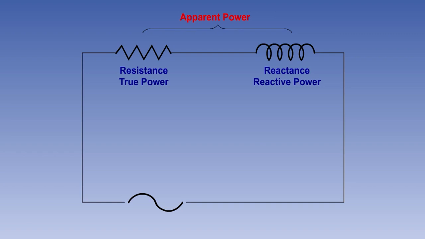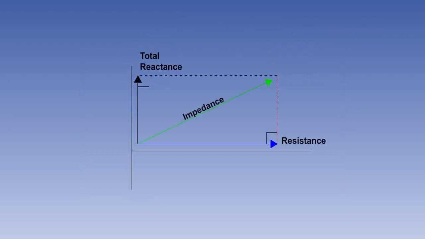It is also sometimes referred to as theoretical power or rated power. Irrespective of their phase relationship, apparent power can be calculated by multiplying the RMS voltage by the RMS current. It is measured in voltamps or kilovoltamps. We can use a similar vector diagram to the one that we used to calculate impedance to work out a circuit's apparent power.